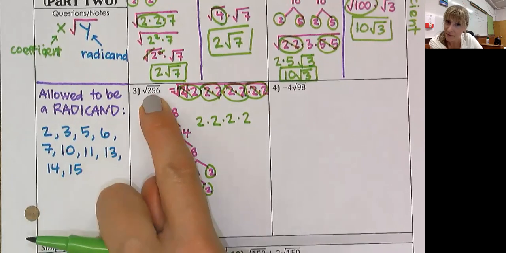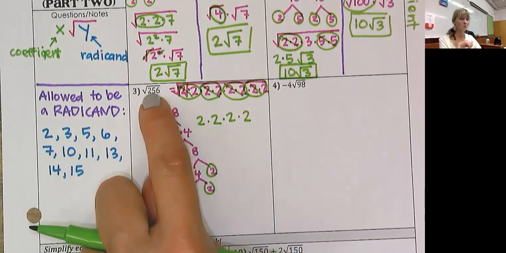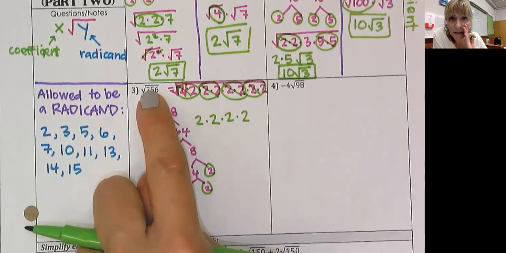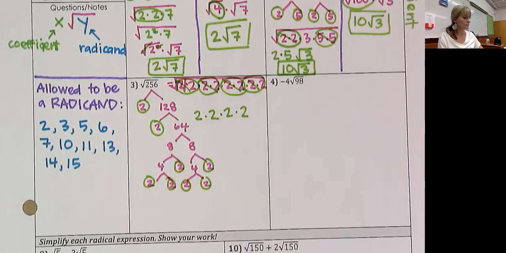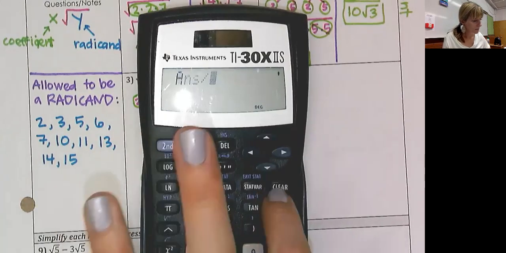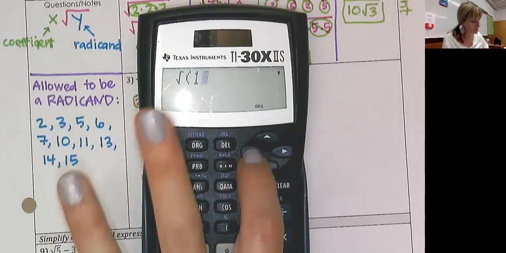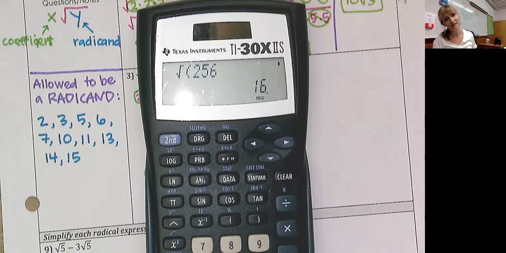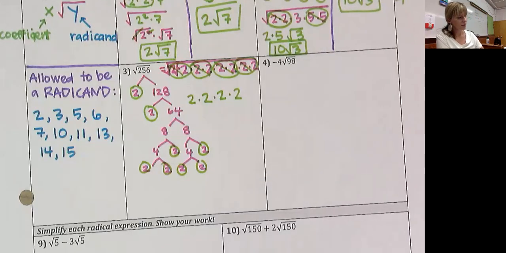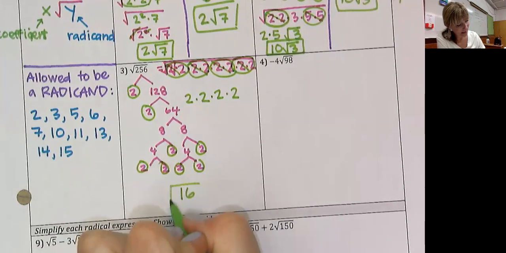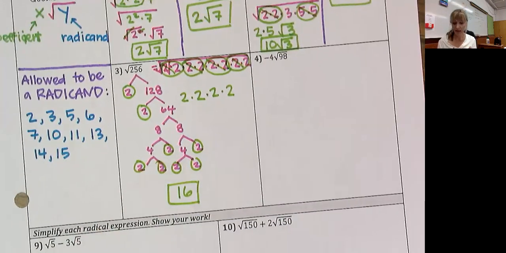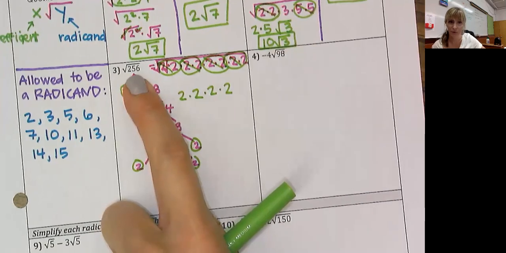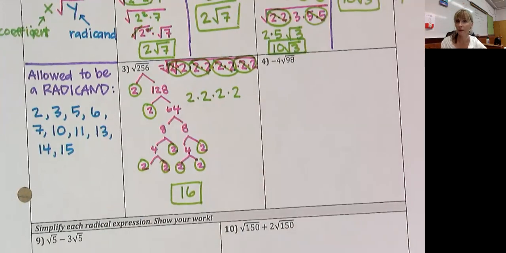Guess what that means about this original number? It was a perfect square. Watch. Square root of 256. It was a perfect square all along. So this answer is just 16. If this entire radicand is a perfect square, you should have nothing left inside the radical.